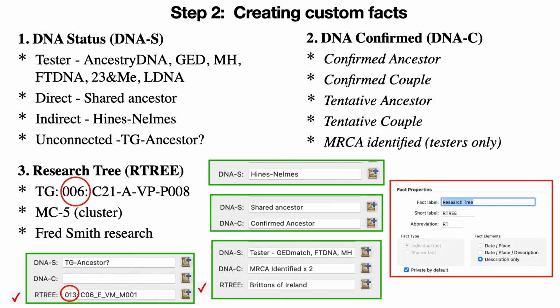And one thing I should remind everyone about for all these custom facts is that they can all be made private by default at the fact property level there. You can see on the right in the red box that little tick down the bottom, private by default. Any fact can be made private by default, and you can set it there and it'll apply it to everybody. So it saves you having to remember whether to mark something private or not.